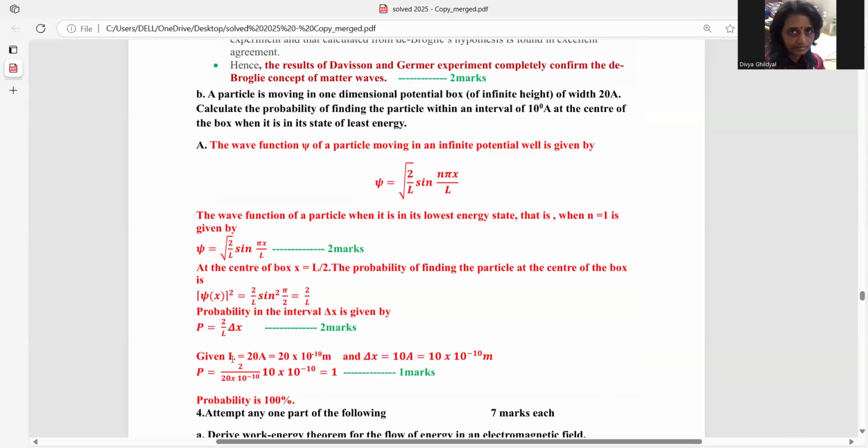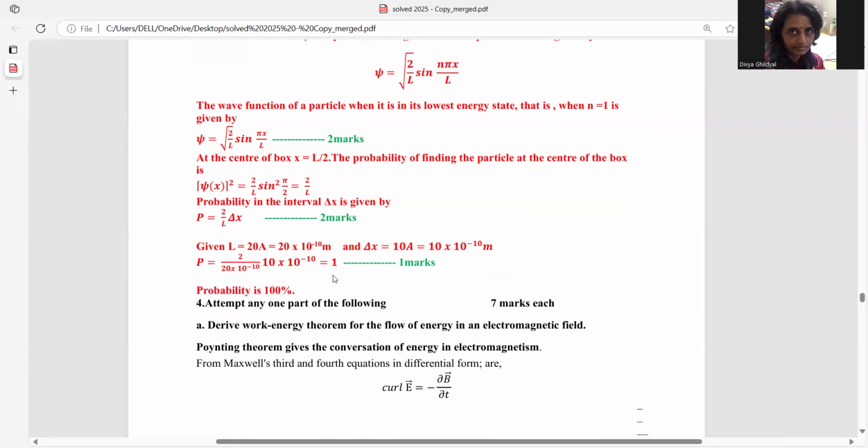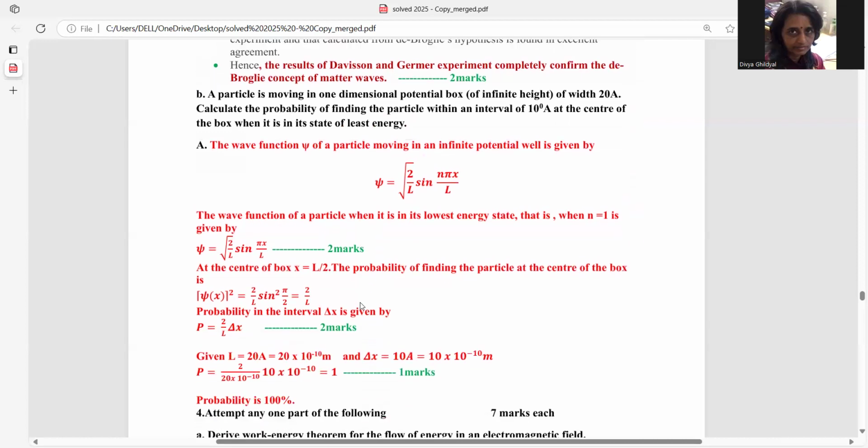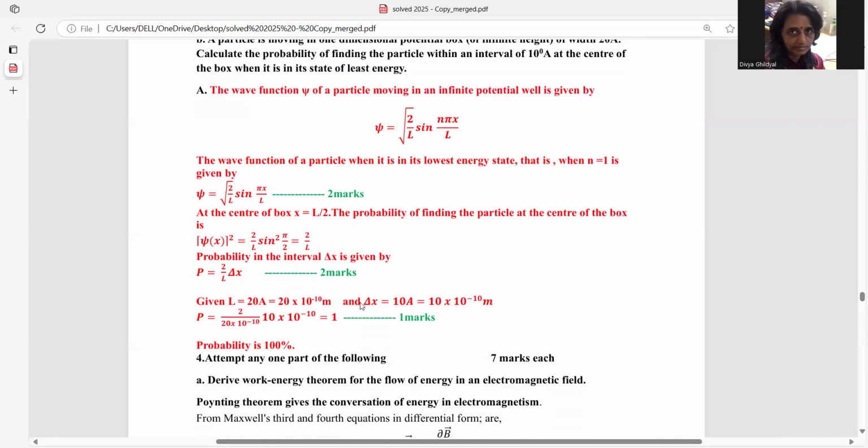x. Now L has been given as 20 angstrom, change it into meters. Del x is 10 angstrom, change that also into meters, and you get the answer equal to 1. So there is a probability of 100% of finding it here. Though practically this is a bit not possible, but this has come.